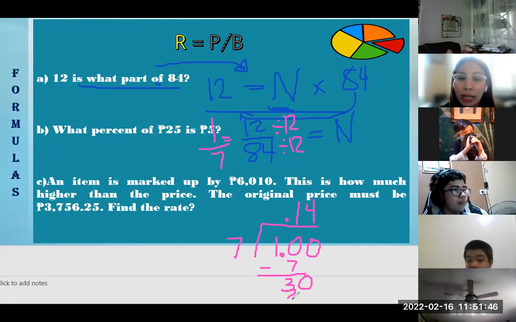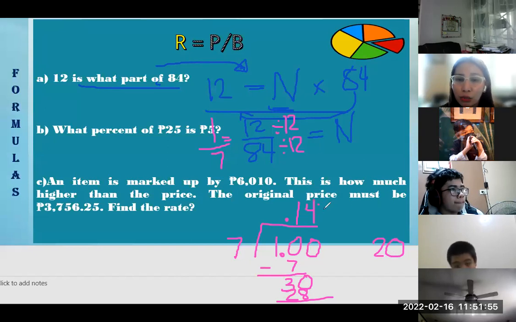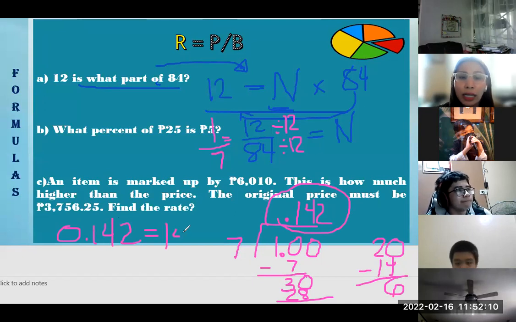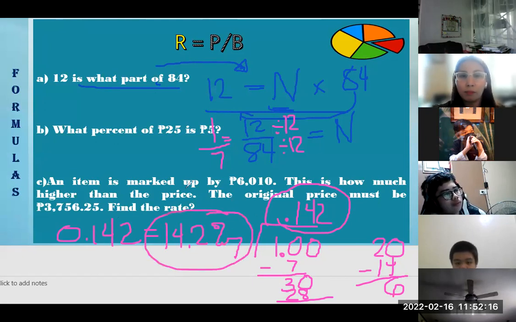4 times 7, it's 28. And then meron ulit tayong 2, dagdag ulit tayo ng another 0, 20 divided by 7, it's 2. Ayan. And then 14, we now have 6. So pwede na to. Okay na to, class. So 0.142 is the same as 14.2%. So 14.2%, yung ating rate.